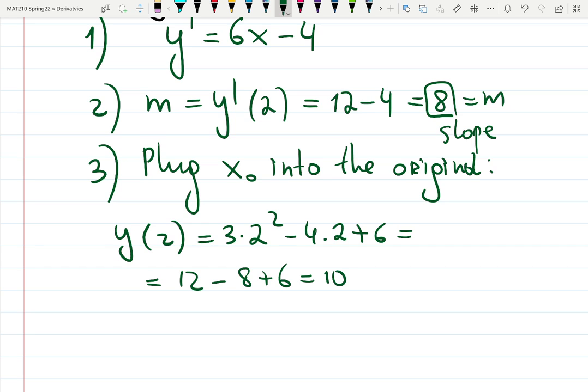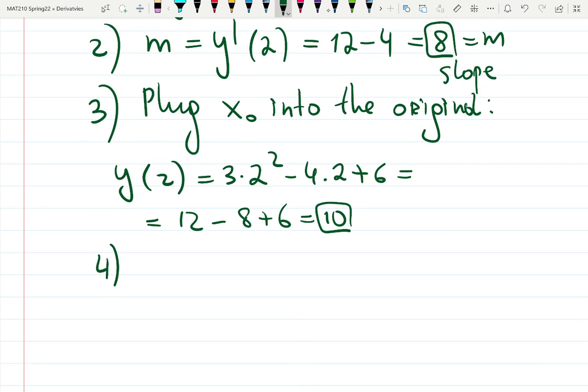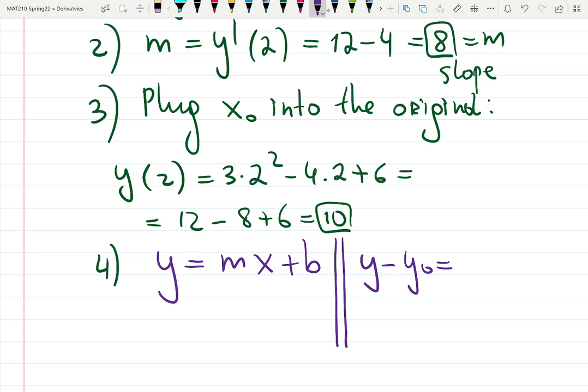18 minus 8, 10, I think. Yeah? Yeah, good. Finally, the fourth step is up to you. There are two ways to see the formula. Most of you can see this formula, mx plus b. You just need to find b, but now you know x and y. I teach with this formula, and somehow STEM people will like this one, but no restrictions, you choose whatever you like. y minus y sub 0 equals m times x minus x sub 0.